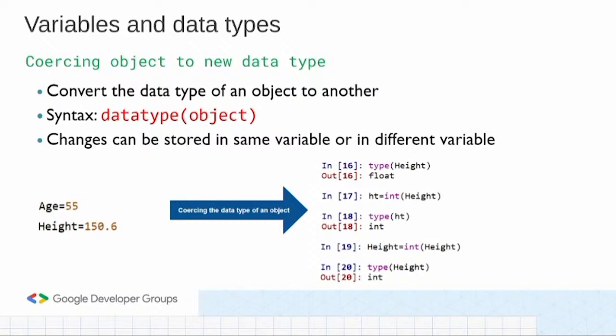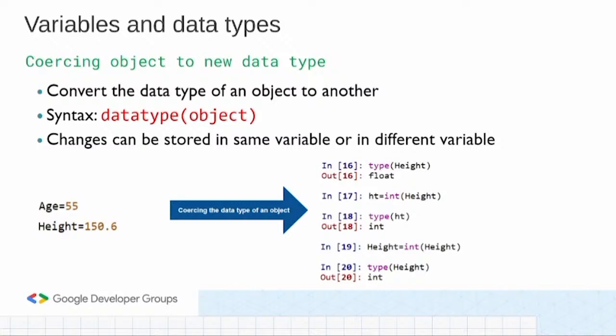Now all the changes that have been made to the variables can be stored in the same variable or a different variable. In this case, height is of a float data type. Let us say I want to convert it into an integer data type. So I say int of height, which converts it into an integer data type. But if I want these changes to be reflected in my environment, I have to store it in a variable. The variable can have the same name or a different name. So in this case I am converting height to an integer data type, and I am storing it in a new variable called ht.